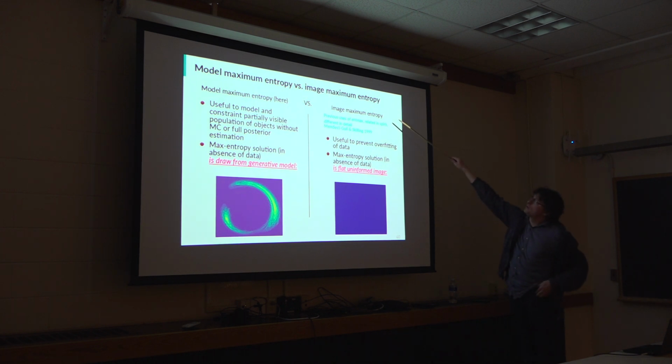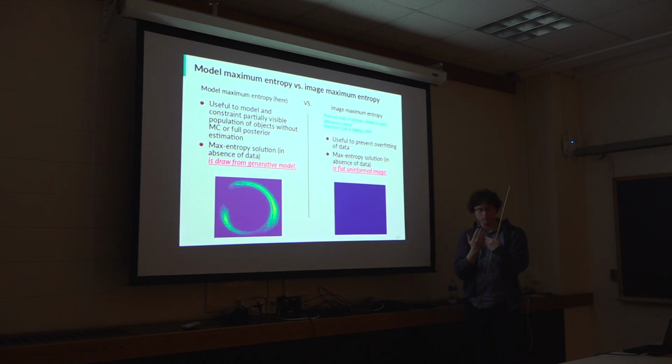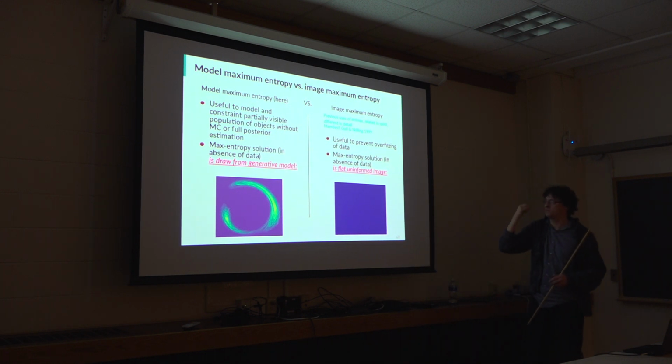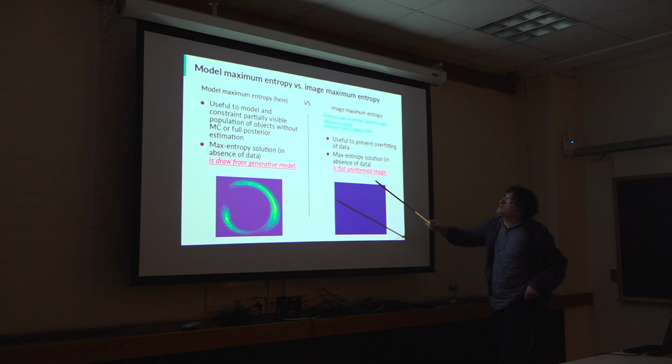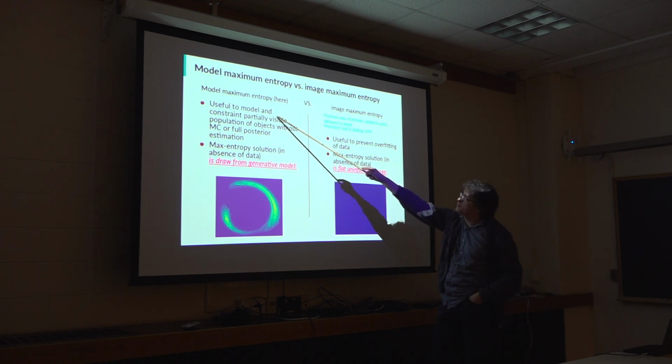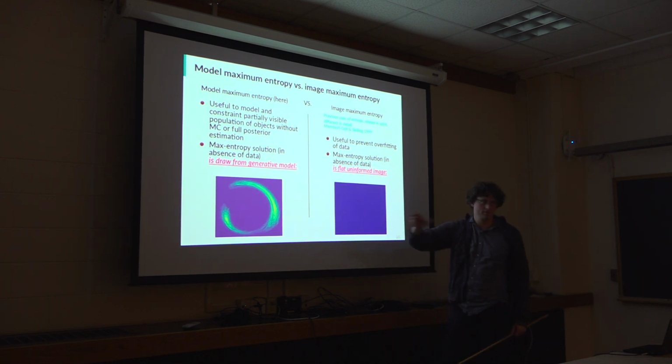In these traditional approaches of maximum entropy in the context of image analysis, the maximum entropy solution is just a flat image. If you don't have data, your result will be a flat image, and any data will push you towards deviating from that. The reason why this was used, and probably still is sometimes, is to reduce the effects of overfitting. That's one of the reasons. The way we use it is different: maximum entropy is applied directly to the model parameters, rather than to the expected flux in individual pixels, which is a completely different thing.